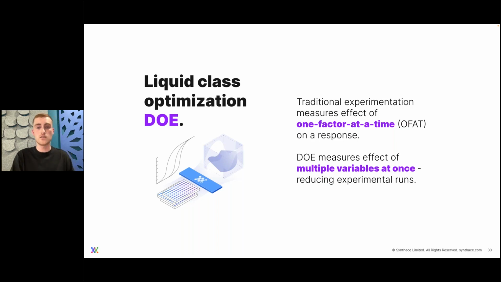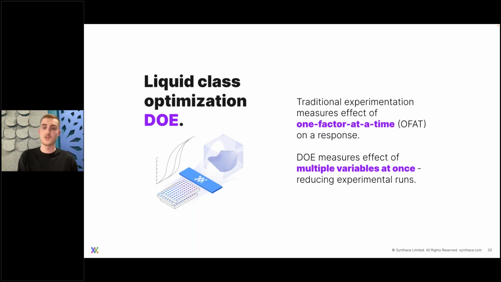So we traditionally run experiments by modifying one experimental factor variable, like aspiration speed, post-mix speed in this case, and then observe the response in an output factor like standard deviation or CV. On the other hand, DOE is the concept of planning an experiment which tests the effect of modifying multiple factors, like aspiration speed and post-mix speed, at the same time.